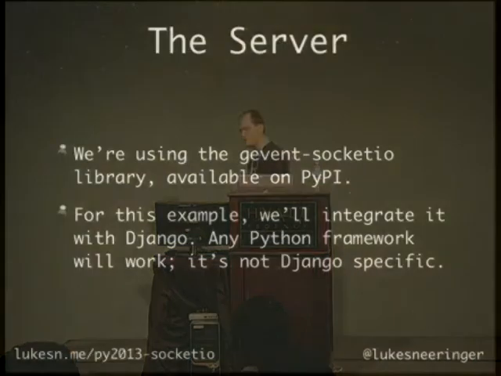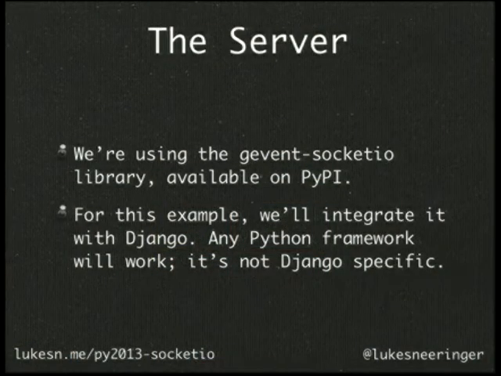Like I said, we're using the GEvent-SocketIO library. It's available on PyPI. I'm going to show you an example. Again, I've made it available on GitHub. We'll get to that at the end. For this example, we're going to integrate with Django. There is nothing Django-specific about doing this. You can use Flask. You can use Pyramid. You can use Web2Py. You can use nothing at all. But in order to make this easy, in order to focus our time on actual SocketIO things, we're going to gloss over the Django stuff and just talk about SocketIO.